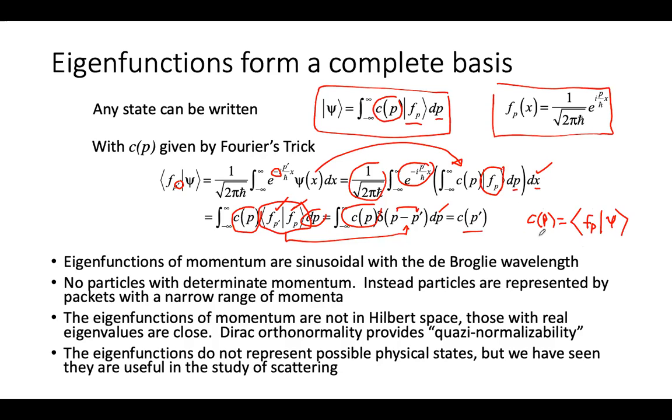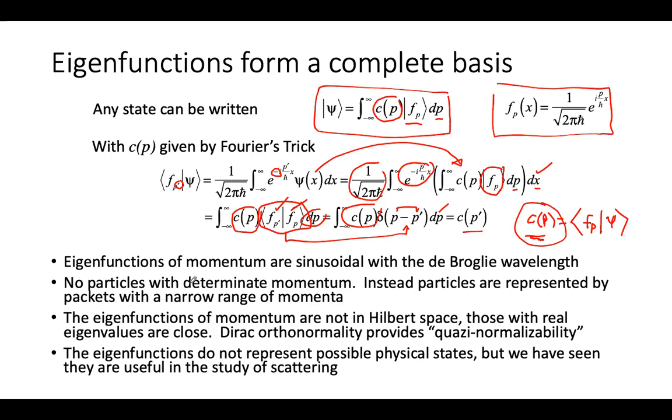We're going to give this thing a name on Friday, because we're going to talk about the general statistical interpretation of all this stuff on Friday. If you think about what we did here, we did an inverse Fourier transform, didn't we? Nope, we did a Fourier transform because we were integrating over x. And so this is the result of doing a Fourier transform. We sometimes give that a name, and we call it the momentum function. In any event, eigenfunctions of momentum are sinusoidal with the de Broglie wavelength. I think that's what this tells us.